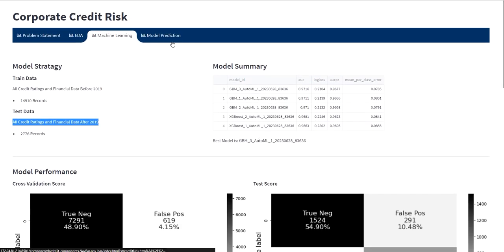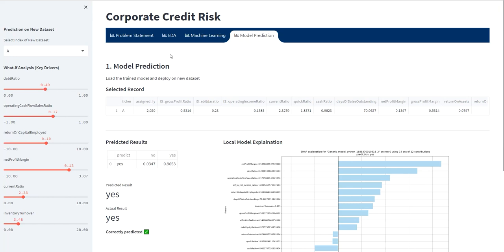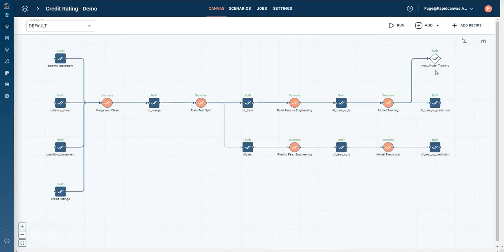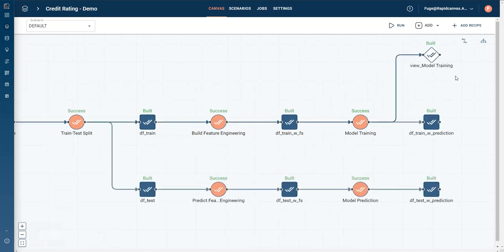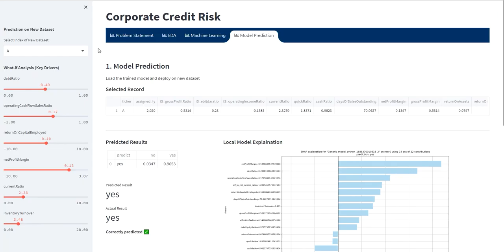So last but not least, this is our corporate credit risk model prediction. Remember, once we have trained the model in our build process, we're going to load the model. If new data comes in, say for example, in 2023, you have some new ratings and new financial data coming in, and you are going to predict, right? So you can load the model and try to do the real-time forecast. So this is a real-time forecast, right?